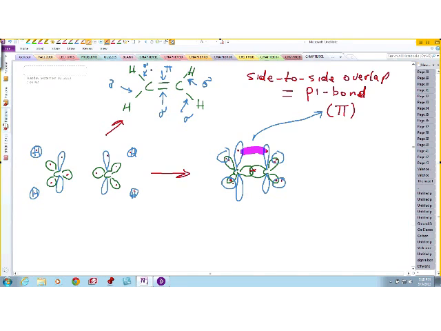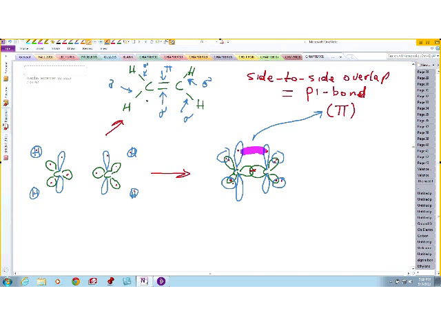So when you look at the ethylene molecule, how many sigma bonds do we have? Yes, exactly, 5. We have 1, 2, 3, 4, 5. And how many pi bonds do we have? 1. Okay, those pi bonds are the side-to-side overlap, which are much weaker than the face-to-face overlap, the direct overlap, which is the sigma bond.